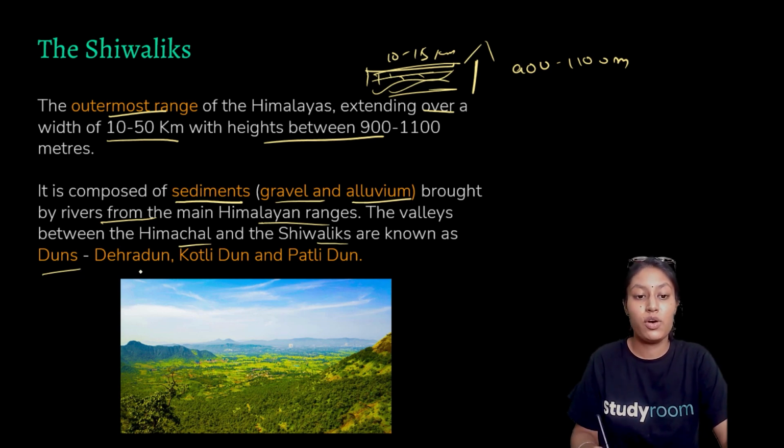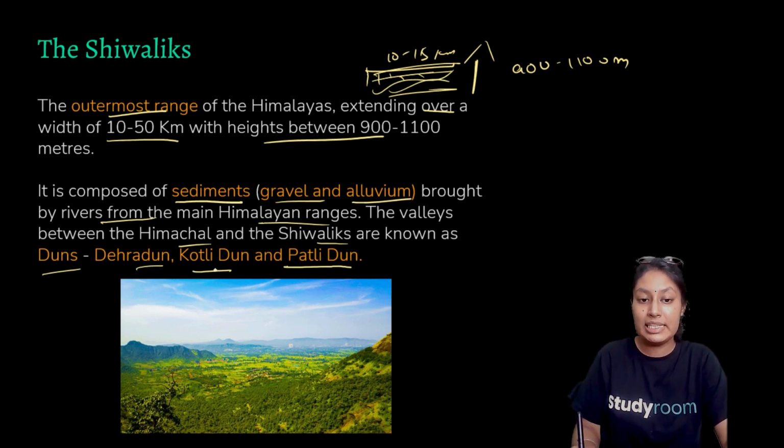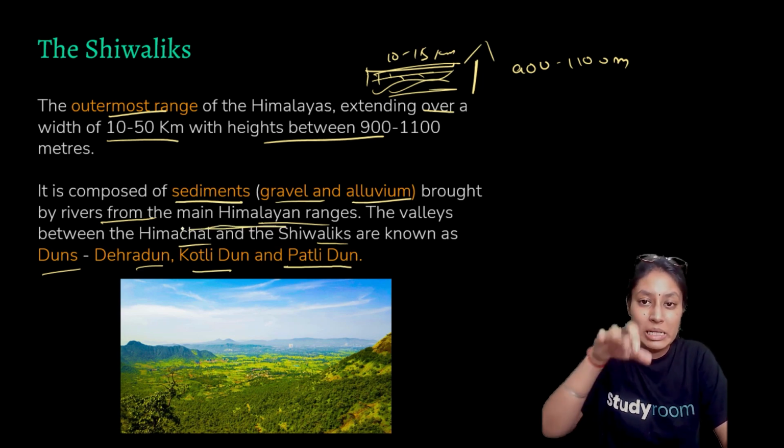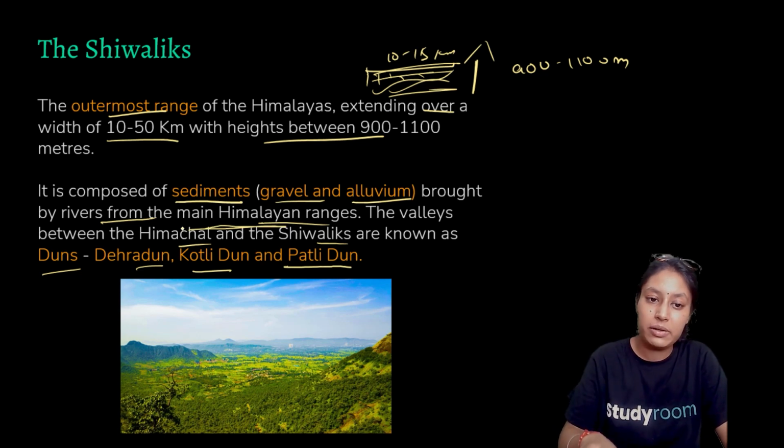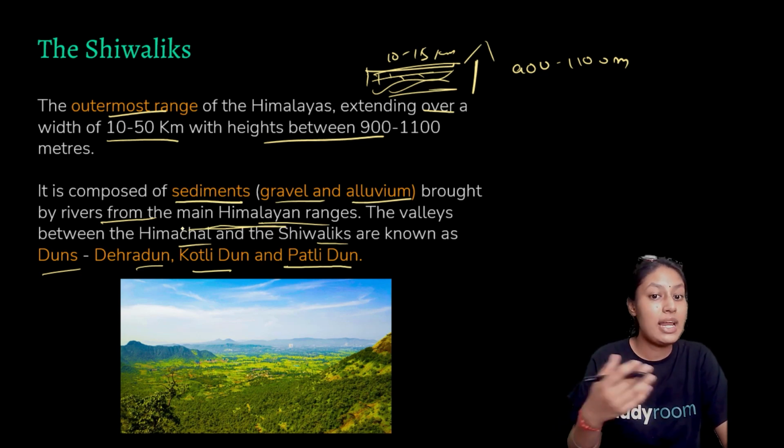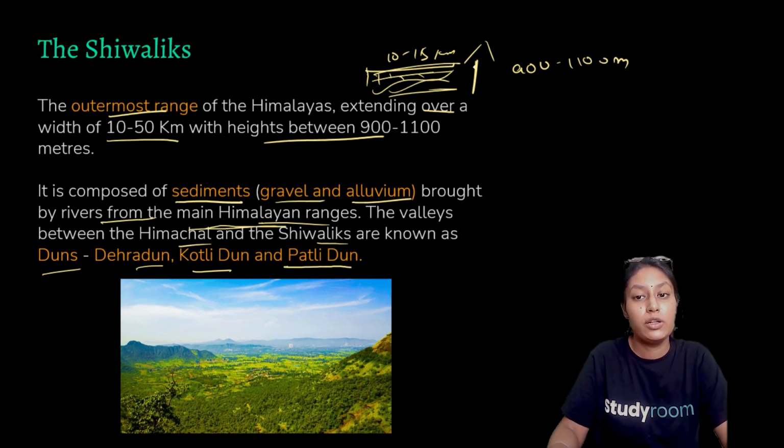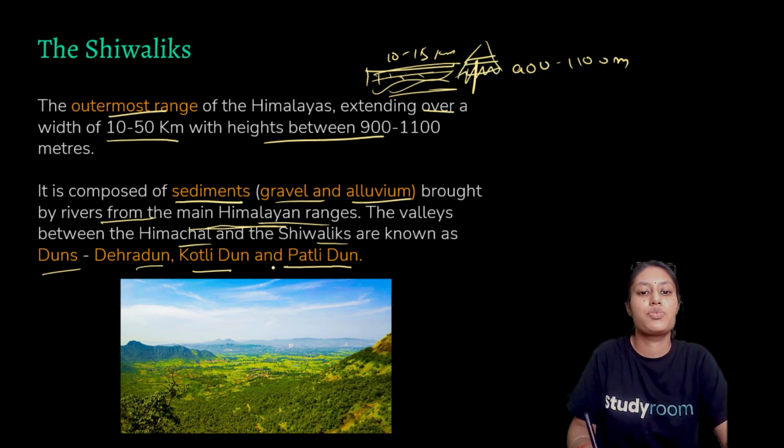That is why the valleys between the Himachal and Shivalik ranges are known as dunes. So that's why we call them Dehradun, Kotli Dune, Patli Dune. The areas which slightly merge, which have ranges of Himachal as well as Shivalik, are known as dunes. Where the merging of both ranges happens, we call it dunes. So this was about the Shivalik range.